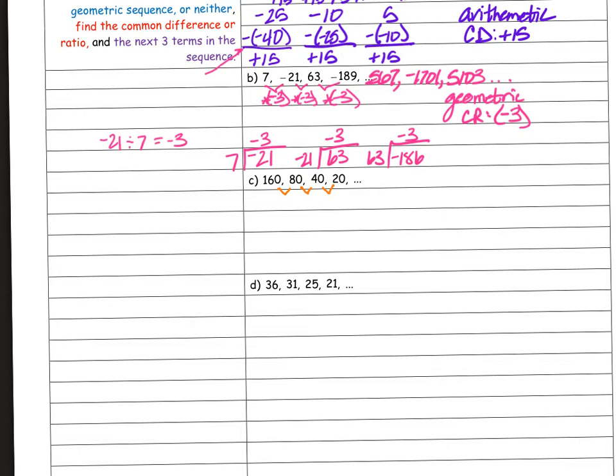Okay? So now I want to divide, right? So if it's not arithmetic, if it's not the same, I'm not adding or subtracting the same, I'm going to divide. Good. So I'm going to take 80, and I'm going to divide by 160. Okay? Well, that gives me 0.5. And you can put it in your calculator. I get 0.5.